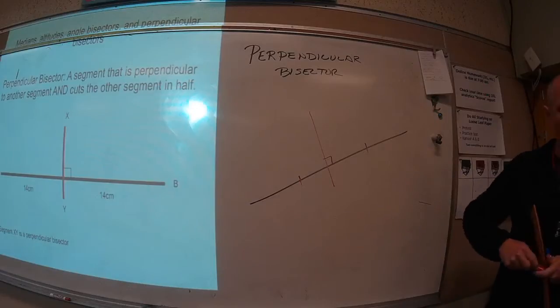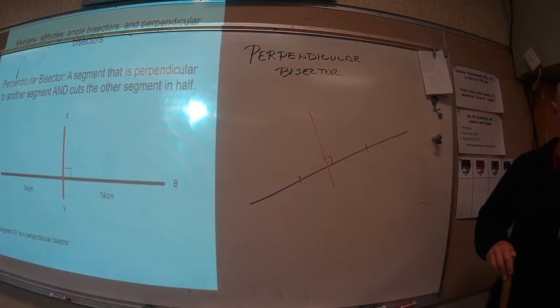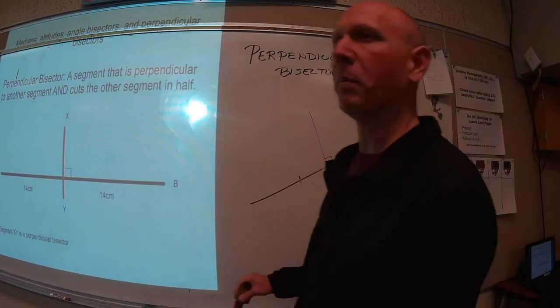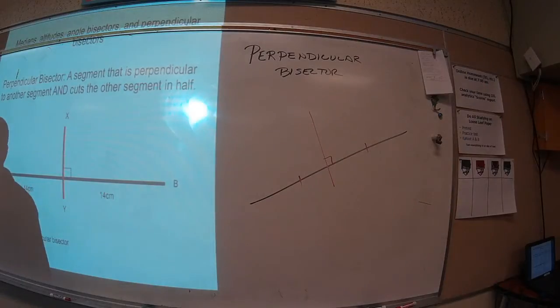Perpendicular bisector. Sounds like bystander. Ooh, a perpendicular bystander. A perpendicular bystander is somebody that's watching something and just standing like this. They're perpendicular. You smiled at that one. Good joke. I'm a jerk? No, good joke.